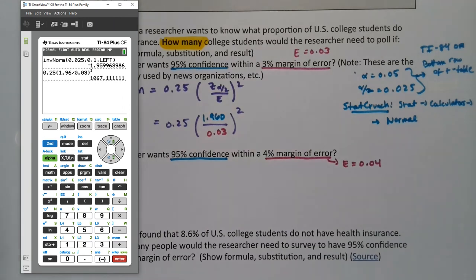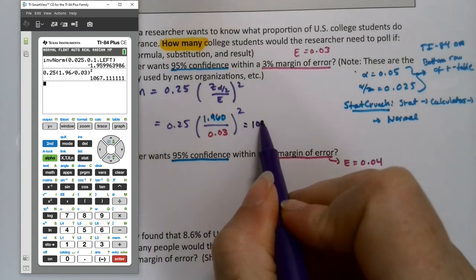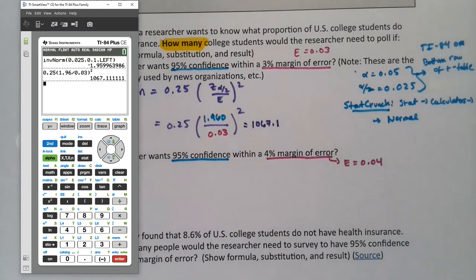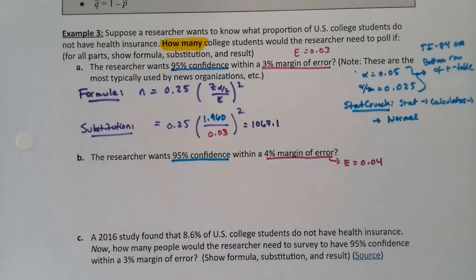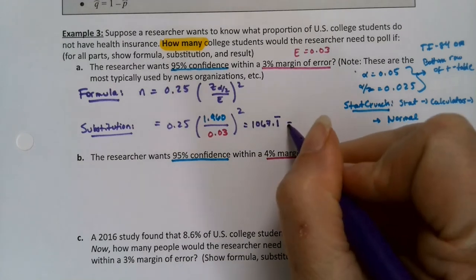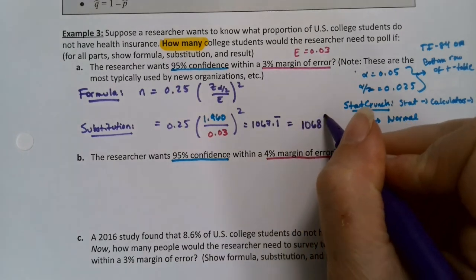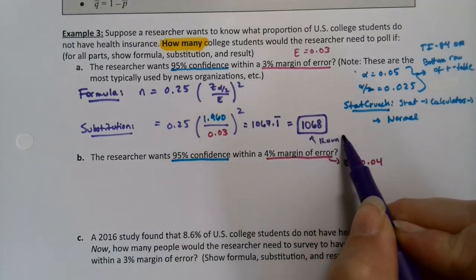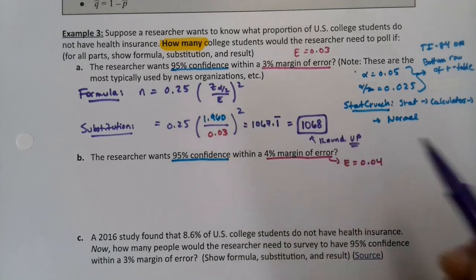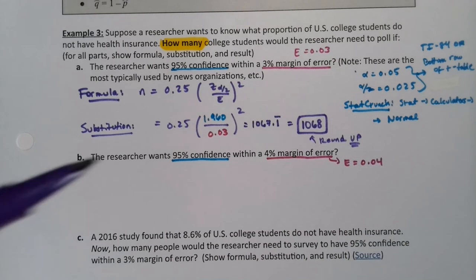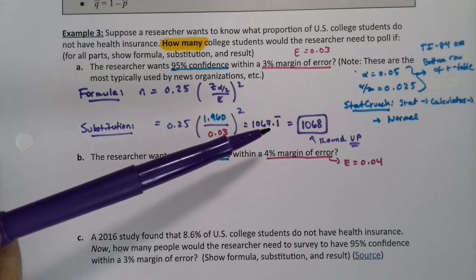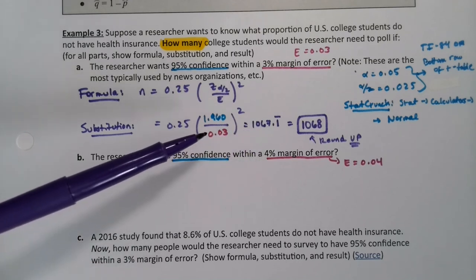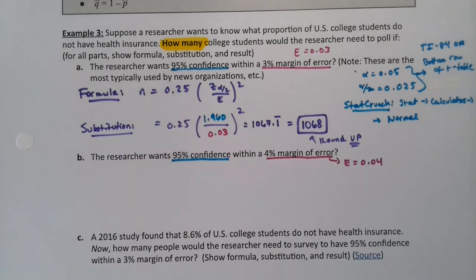Don't forget the squaring. A lot of students do, and then they lose it, right? So make sure you square it. And it should be 1067.1, repeating, but you can't talk to 0.1 of a person. That's impossible. So that's when you must round up to 1068. Round up no matter what, even though it's only 0.1. If you go any lower, if you go to 1067, you'll lose either the accuracy or the confidence that you wanted. So you must round up. You'd rather err on the side of too many people than too few.